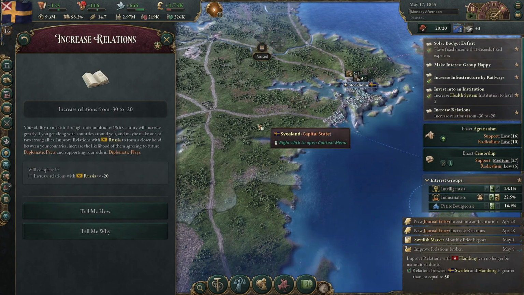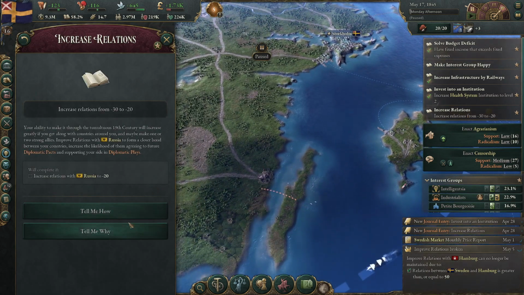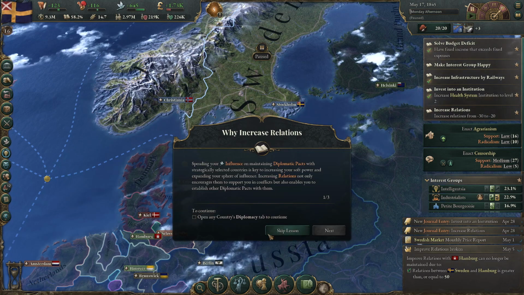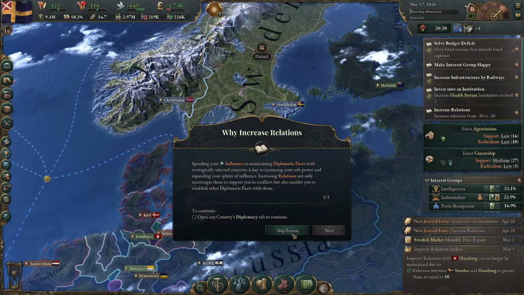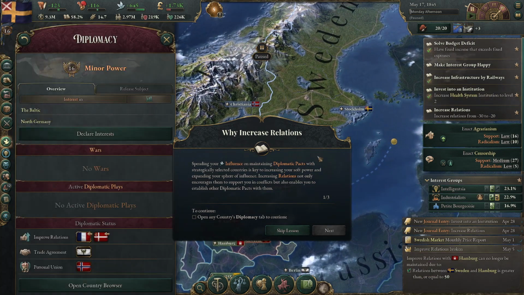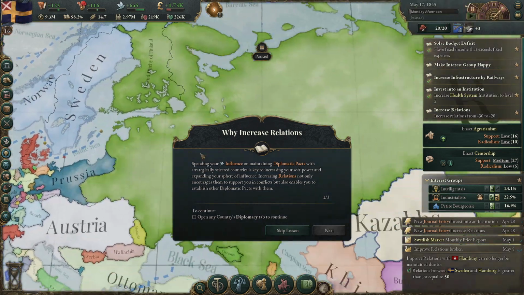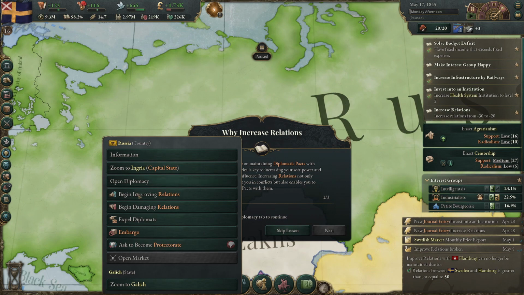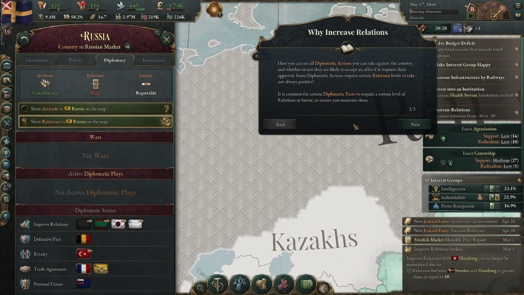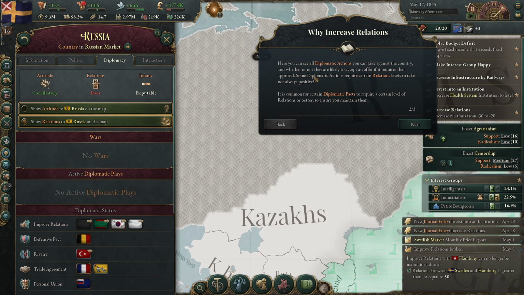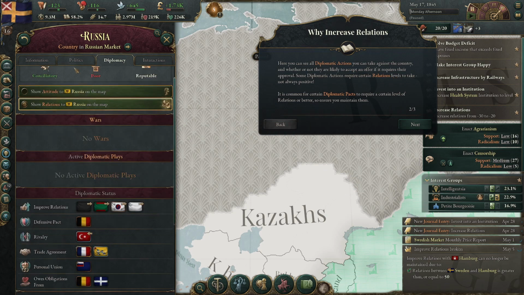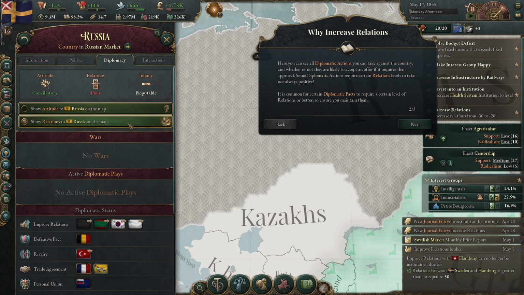It says increased relations with Russia. Well, we know why. It says here, open any country's diplomacy tab. Well, we've got to do it with Russia. So is it right click, open diplomacy? It's here, common. Here you can see all the diplomatic actions you can take against the country, whether or not they're likely to accept or not. Is an offer it requires their show attitudes, show relations with Russia.